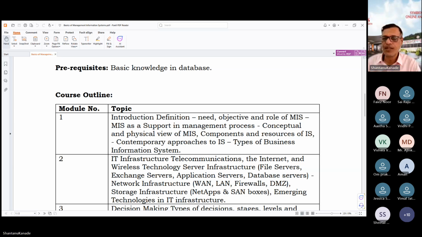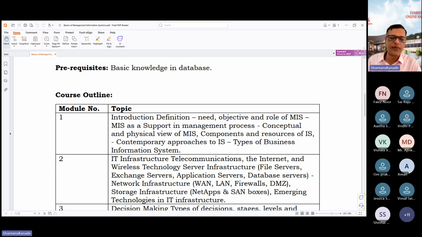Now, for example, we are making use of Gmail. All these things are stored on a server. There are different types of servers through which we communicate and we get these services. So we are going to look at file servers, exchange servers, application servers, database servers, and different types of network infrastructure. In this, we are going to see about WAN, LAN, MAN, firewalls, and all those things.